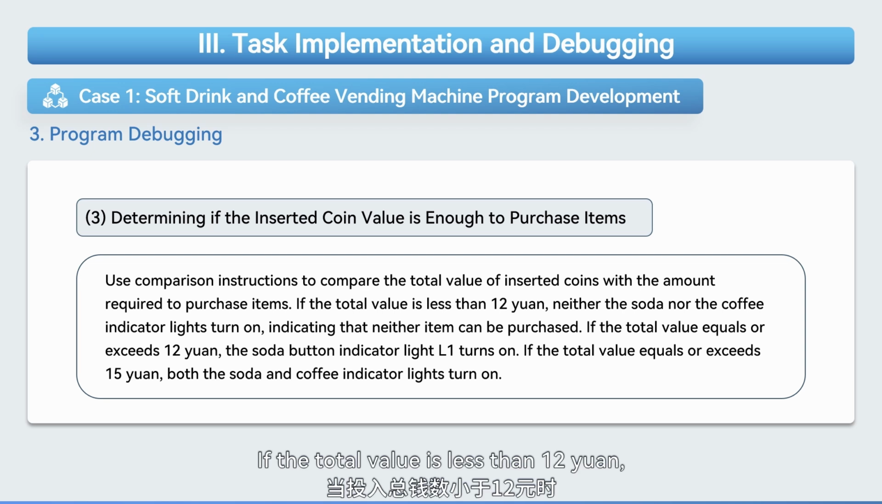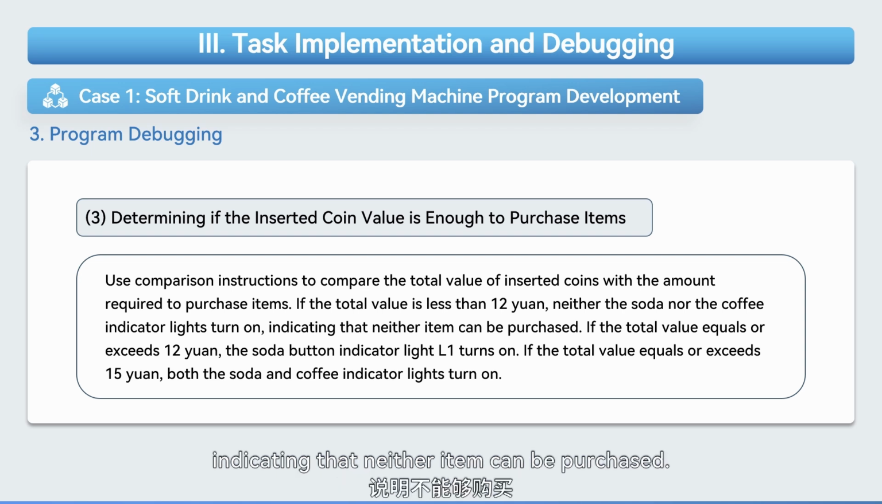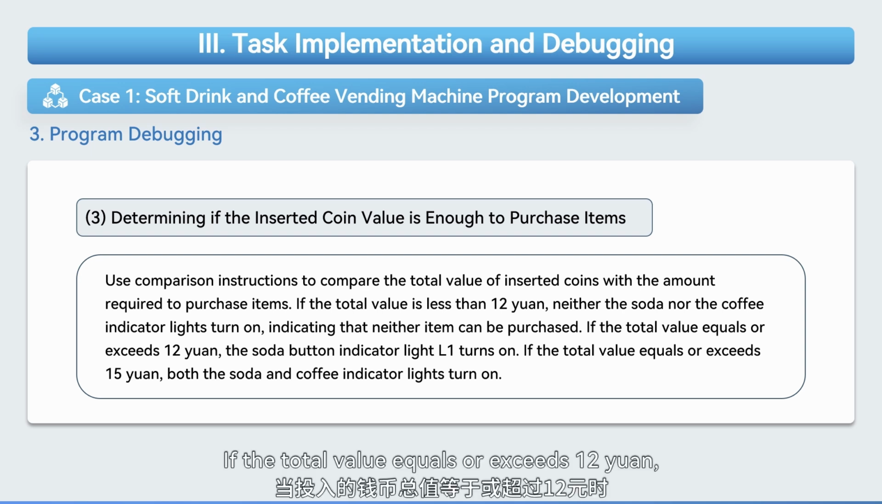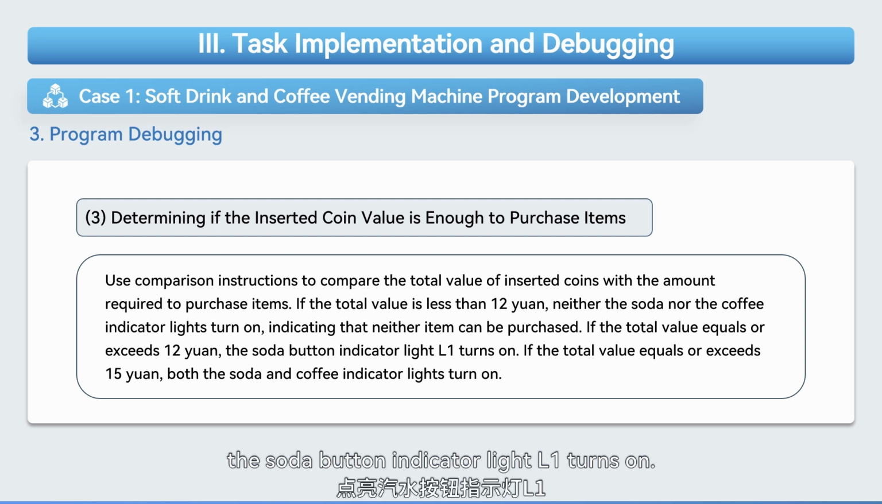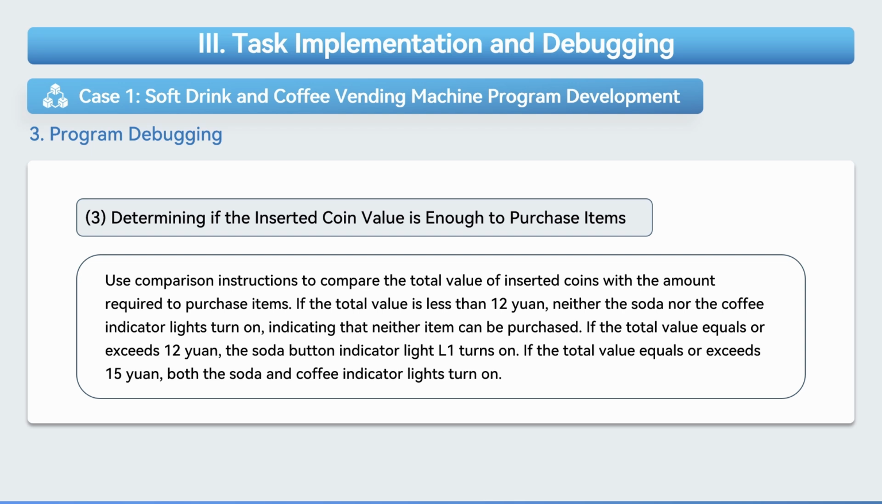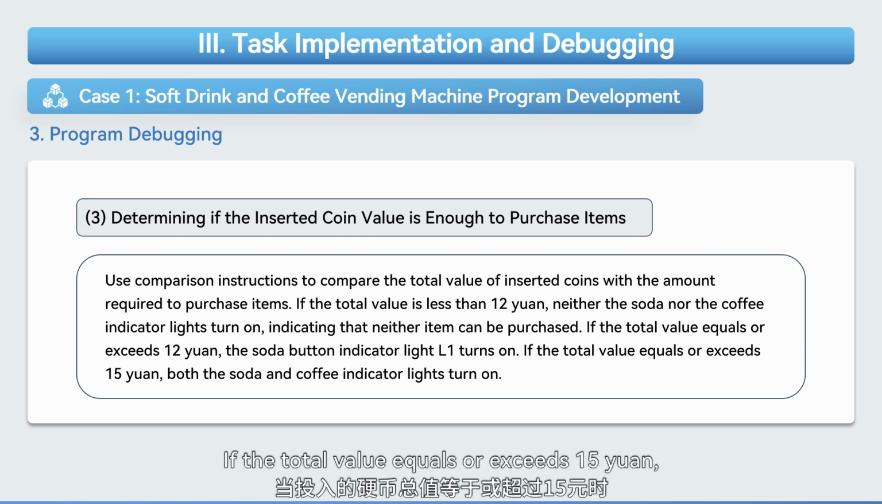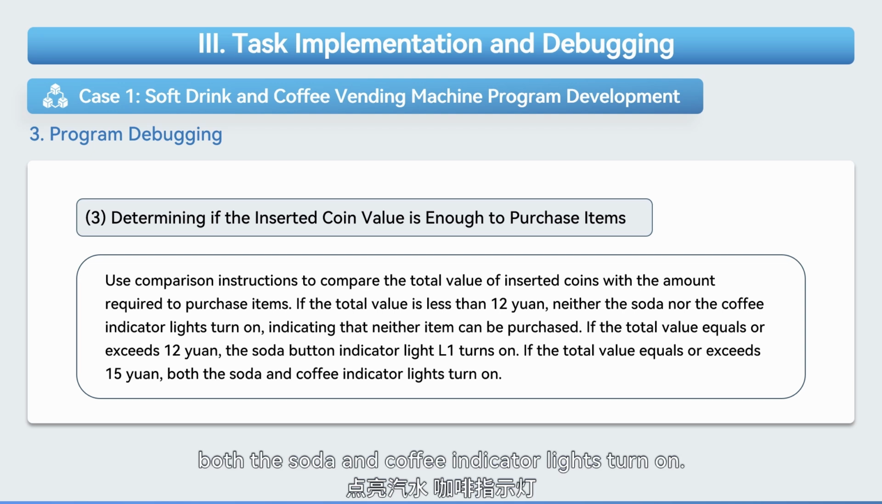If the total value is less than 12 yuan, neither the soda nor the coffee indicator lights turn on, indicating that neither item can be purchased. If the total value equals or exceeds 12 yuan, the soda button indicator light L1 turns on. If the total value equals or exceeds 15 yuan, both the soda and coffee indicator lights turn on.